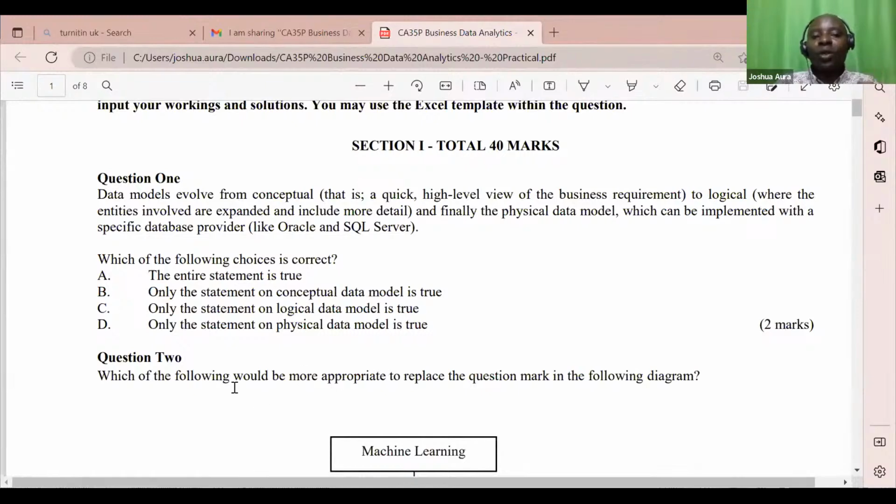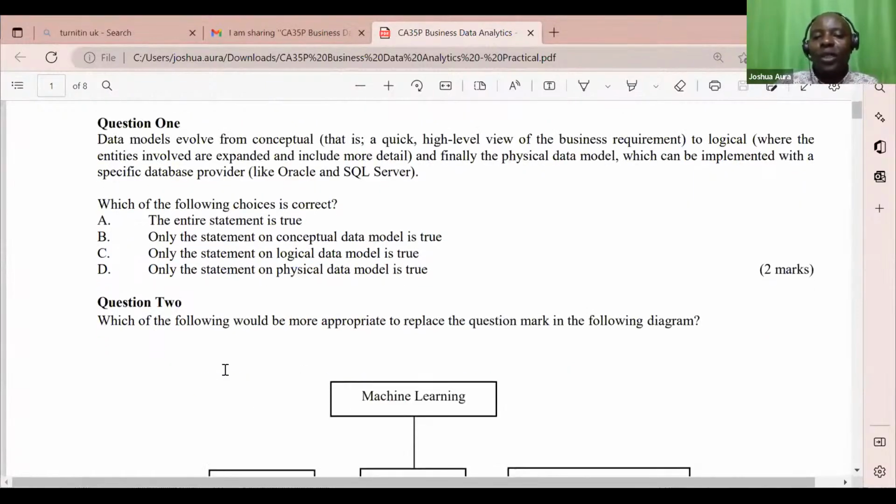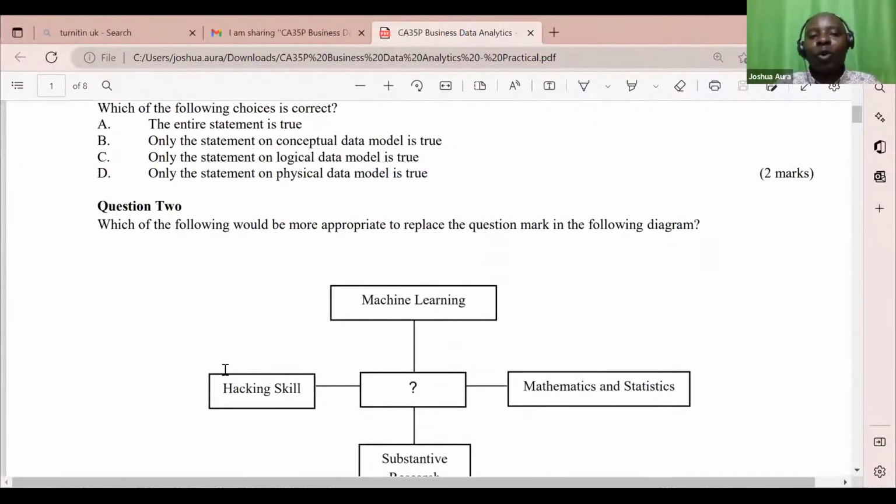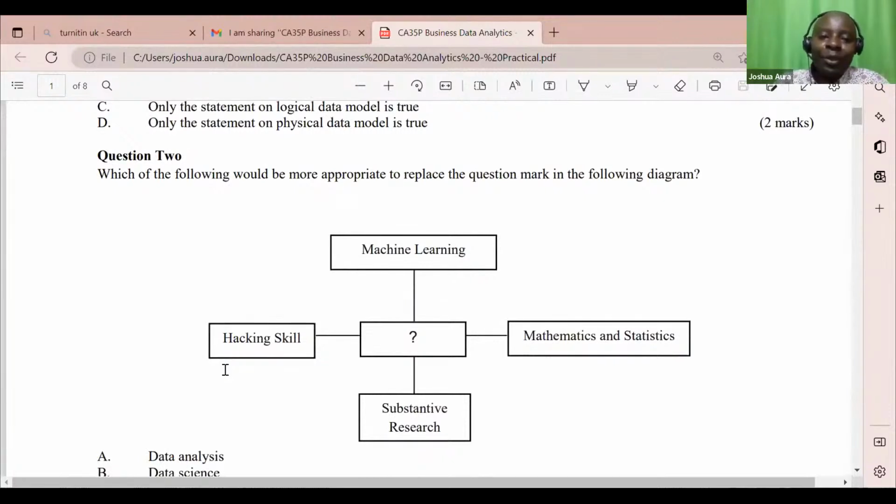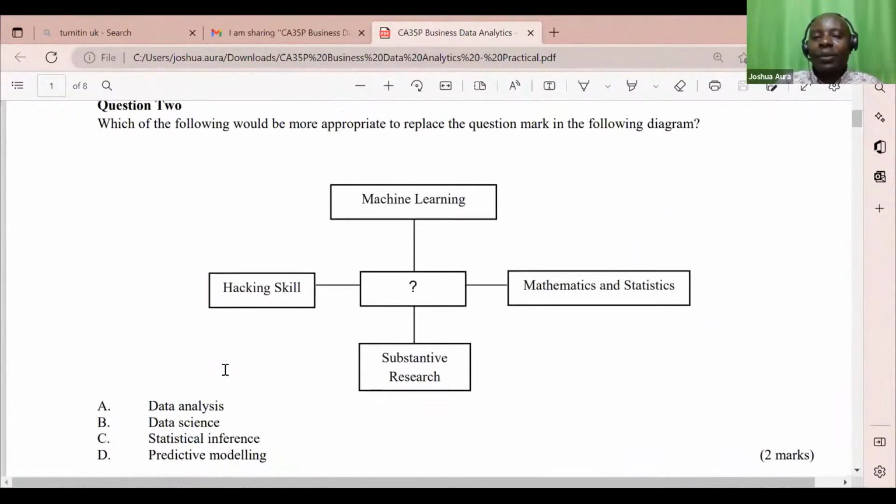Great. So look at question number 2. Which of the following would be more appropriate to replace the question mark in the following diagram? There is a great, beautiful diagram here. We have machine learning, mathematics and statistics, hacking skill, substantive research. So in the middle here, we have a question mark.